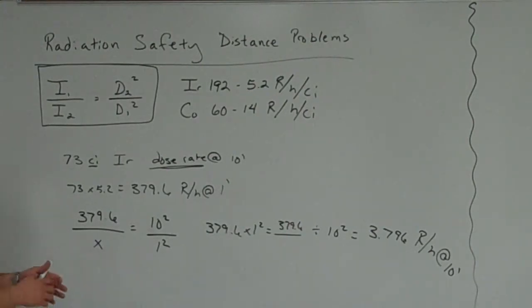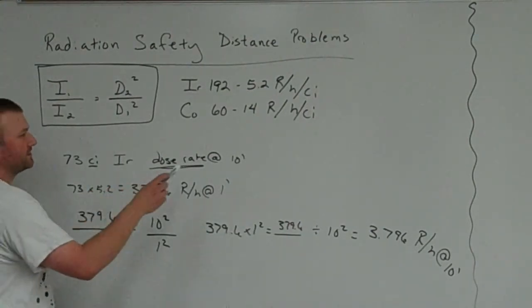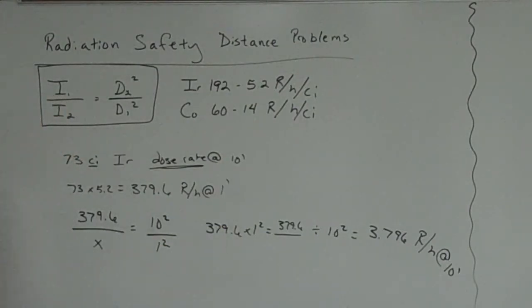And if it was cobalt, instead of multiplying by 5.2 here, like I said earlier, you just multiply by 14. So, questions there? You have email, you have all that access.